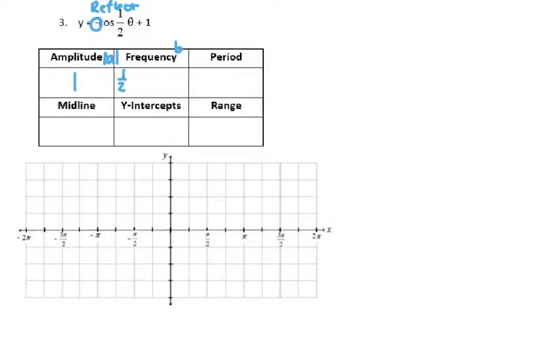That means there's going to be half of a cosine curve in 2 pi. The period is always going to be 2 pi over b, so that gives us 2 pi over 0.5, which is equal to 4 pi. My midline is going to be equal to my c value, so I get y is equal to 1. So, to start this graph off, we're going to go right back to those basic parent functions.